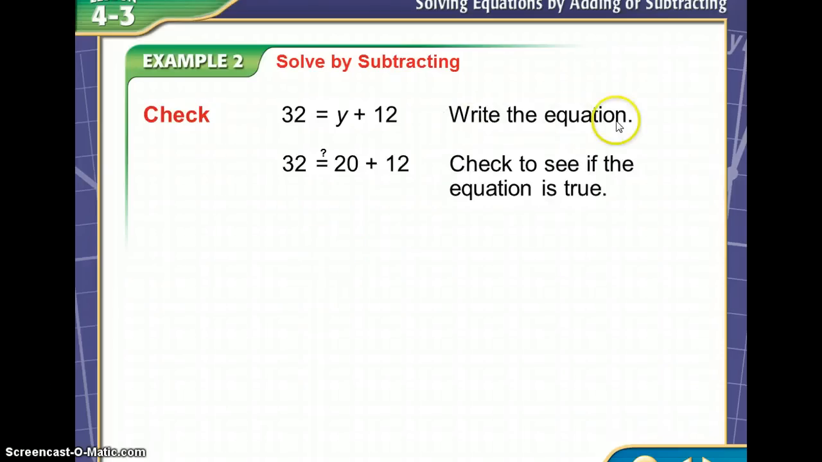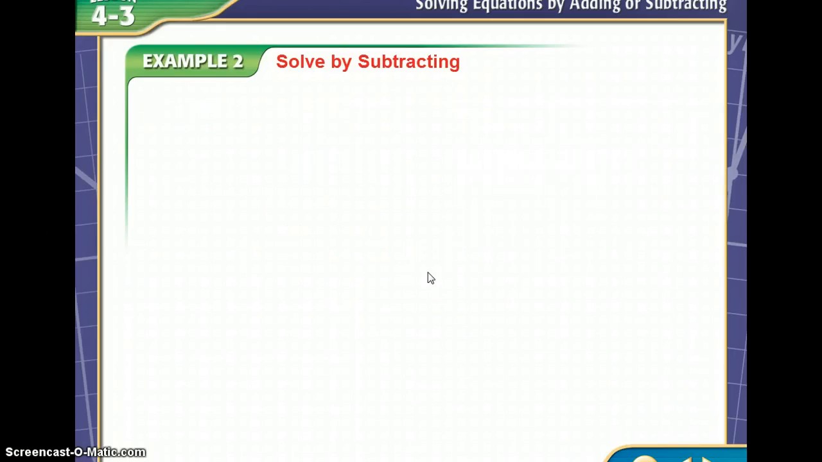And here they're going to go through and check the equation. For y, we replace it with 20. And yes, indeed, that works out.